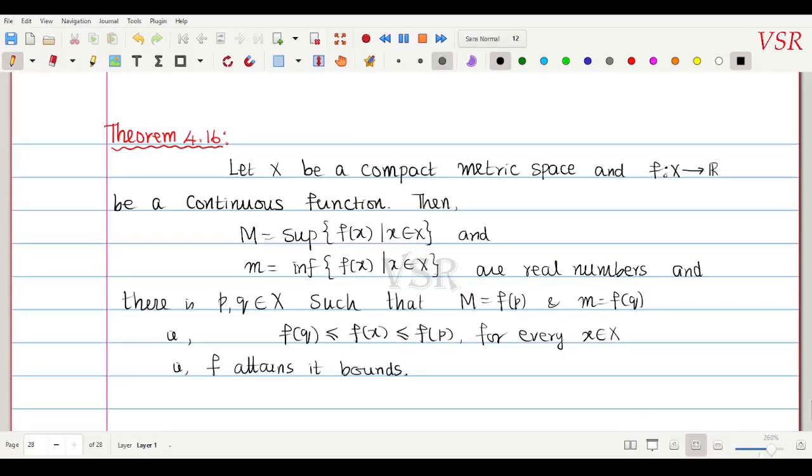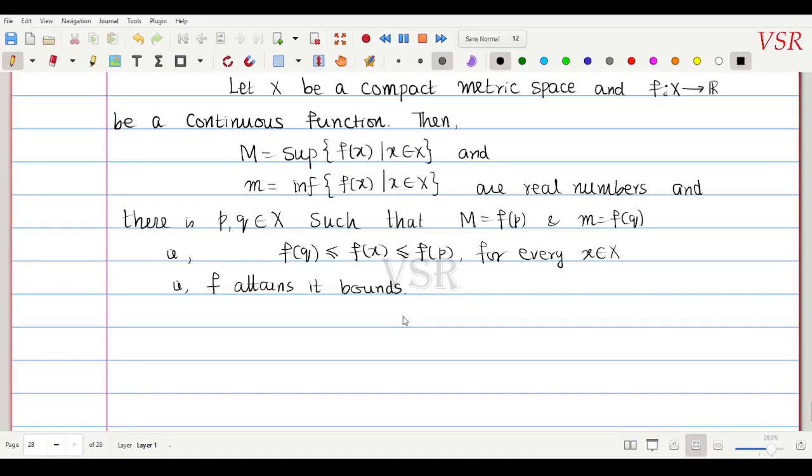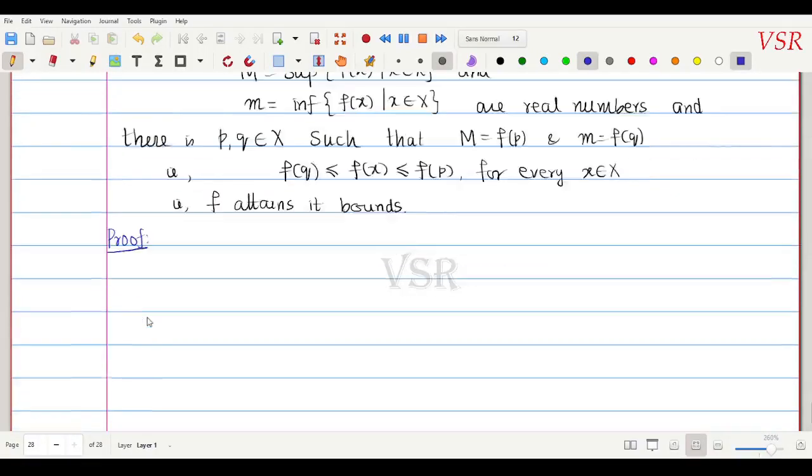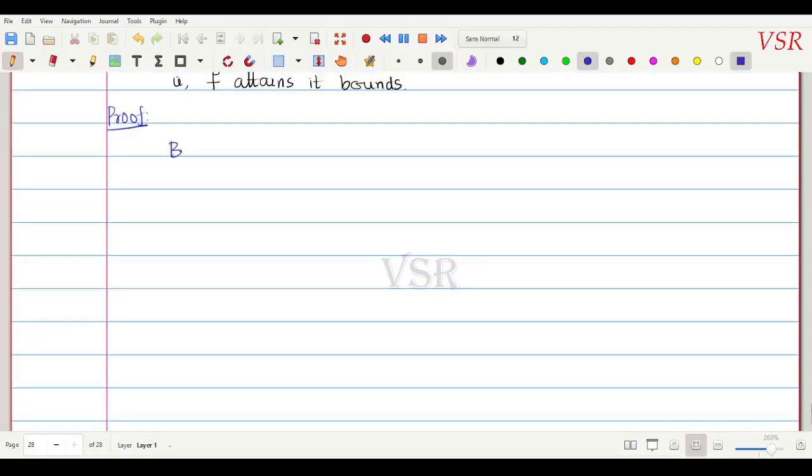So this is a statement. Okay, proof. The proof is very simple. What is the proof? By the above theorem, this f of capital X is closed and bounded subset of R. It is a bounded subset of R, closed and bounded.